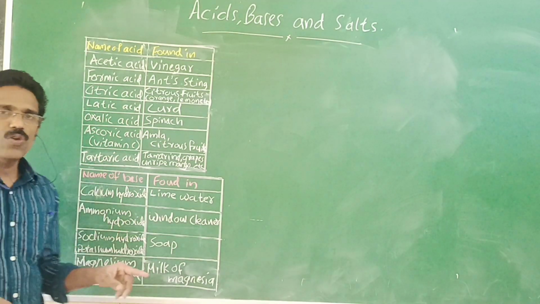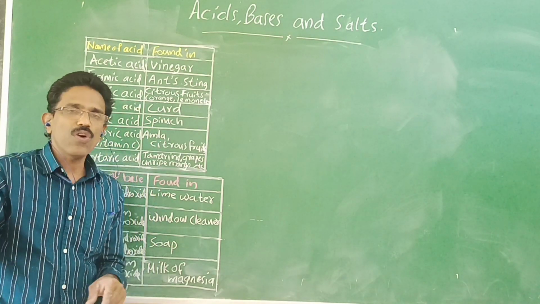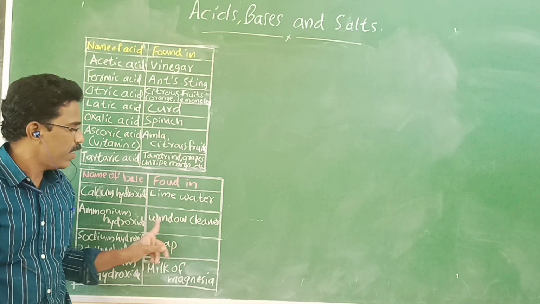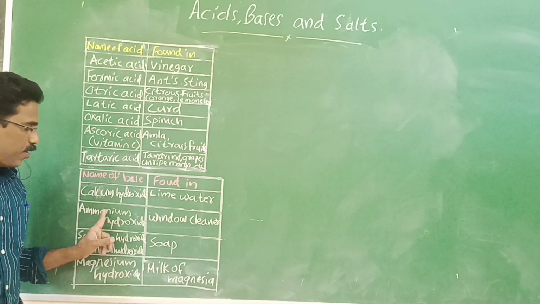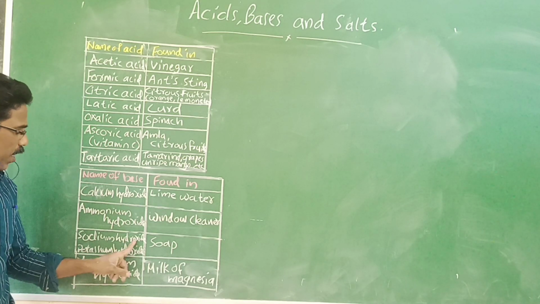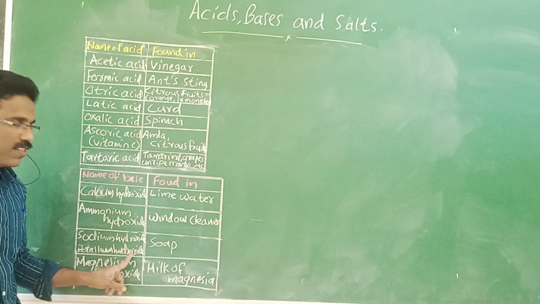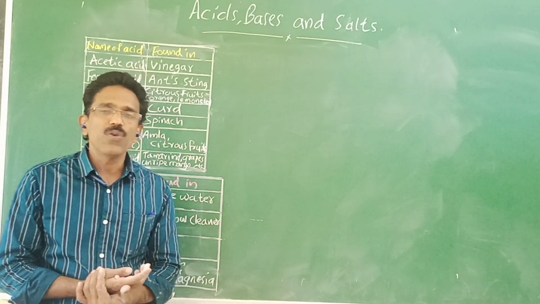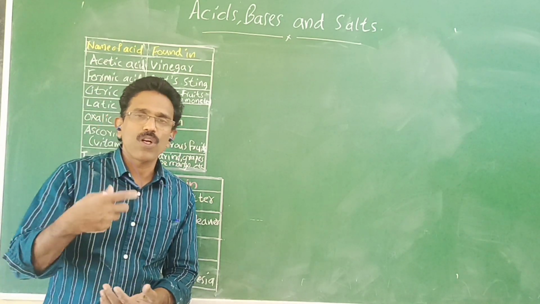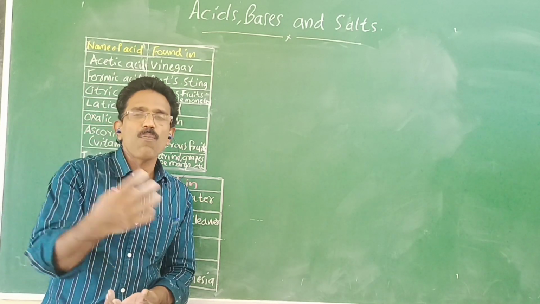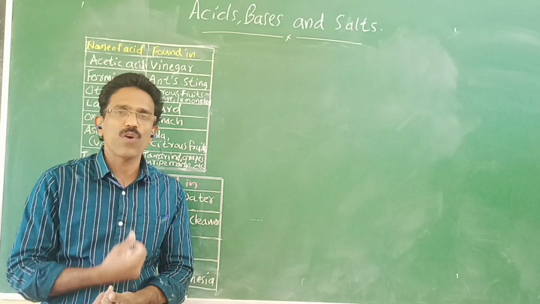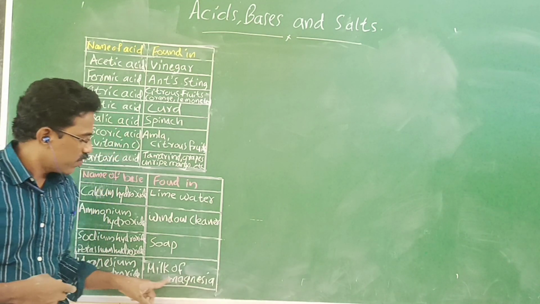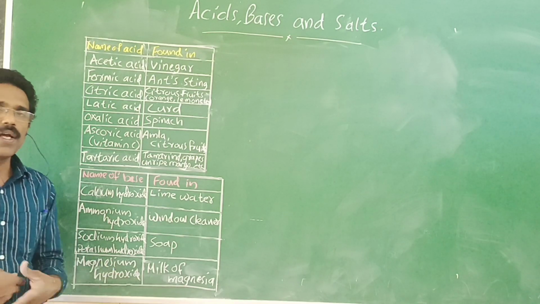Ammonium hydroxide, you know, is in window cleaners. Window cleaner contains a base called ammonium hydroxide. Sodium hydroxide and potassium hydroxide are present in soap. Soap is made by using sodium hydroxide or potassium hydroxide and some plant oil, for example coconut oil. At last, magnesium hydroxide. Magnesium hydroxide is found in milk of magnesia.